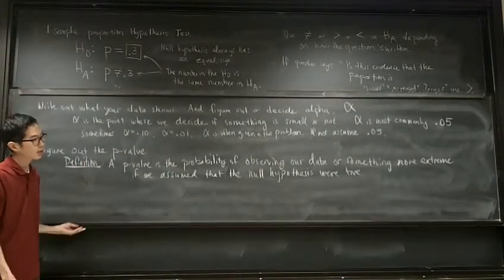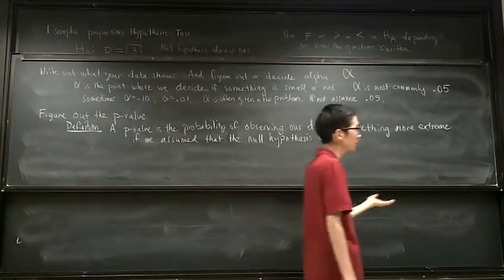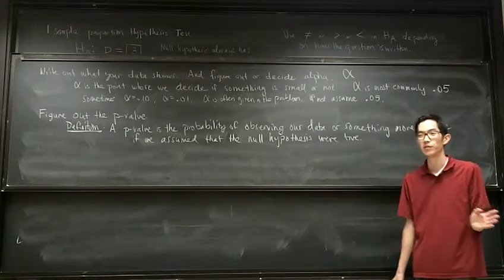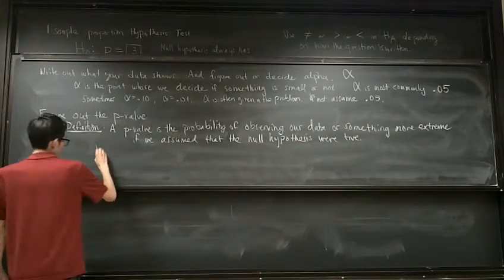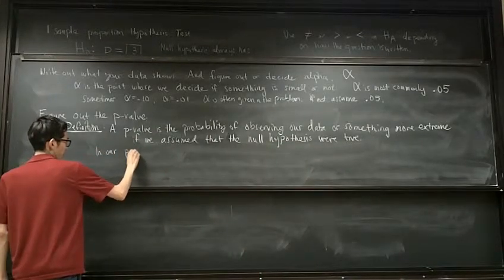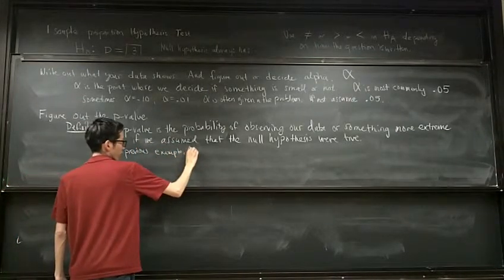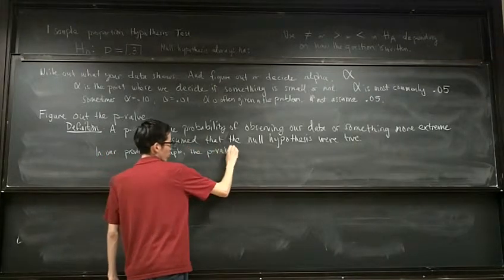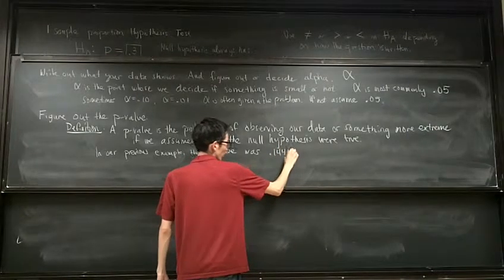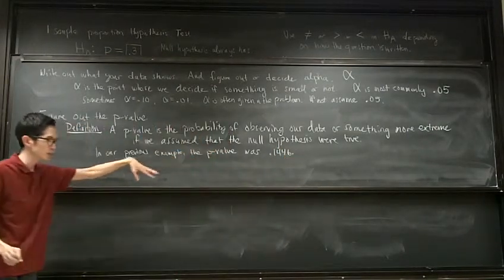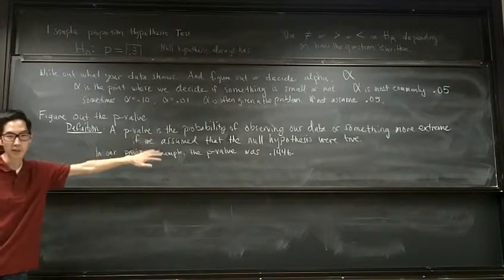So I erased it, but if you look at your notes, in the previous example our p-value was 0.1446, okay? In our previous problem, the p-value was 0.1446. It's just giving a name to that probability that you calculate. Okay, so this is where a lot of the math goes.